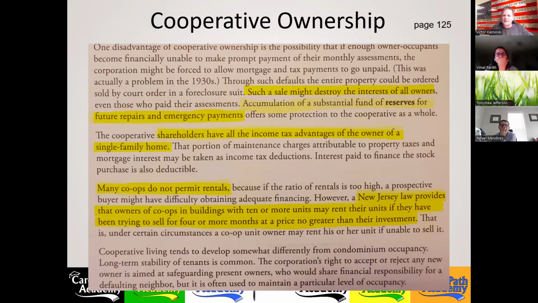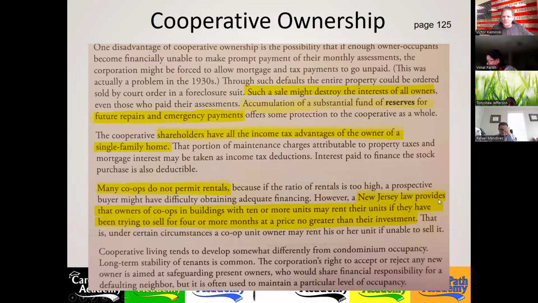Generally, co-ops don't allow you to rent. Yeah, I mean, you got to go through an application process too, right? Right. They generally don't want you to rent. And because who takes better care of the property, renters or owners? Owners. So they generally don't want you buying them just to rent them out.